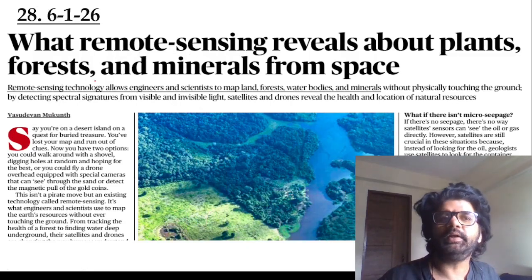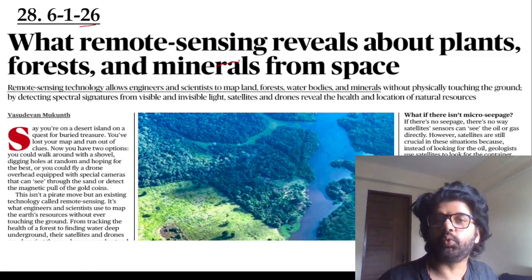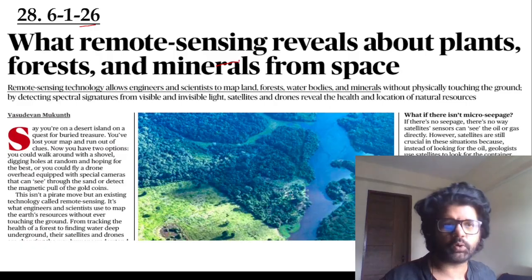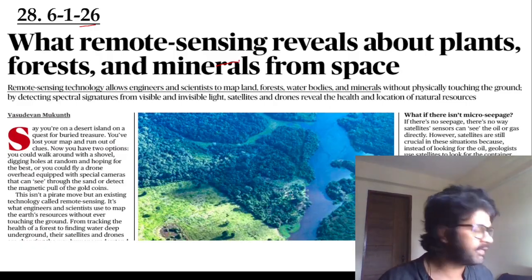Next article, 28th article, 6th January 2026. What remote sensing reveals about plants, forests, and minerals from space? So, remote sensing is what?